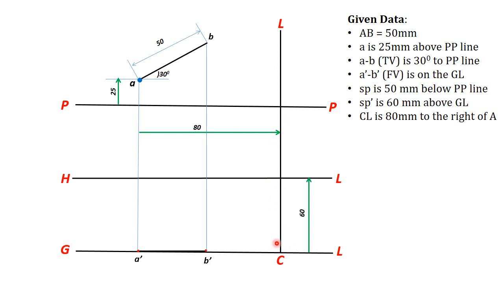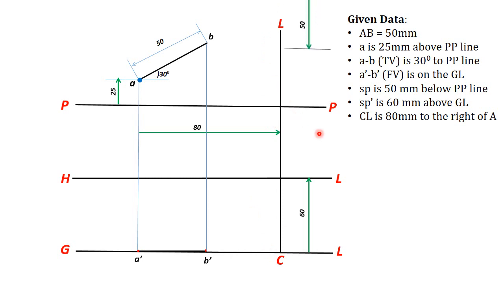So the station point's front view and top view are lying on the central plane. The central plane appears as a line in top view and also in front view, because that plane is perpendicular to both picture plane and ground plane. So that line you can draw from the point A towards 80 mm to the right, because it is given that the central plane is 80 mm to the right of the point A. So mark the central line here.